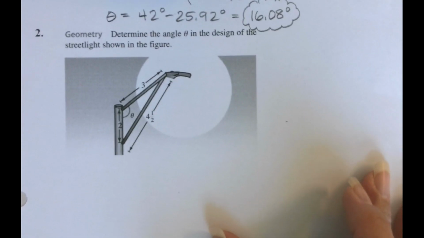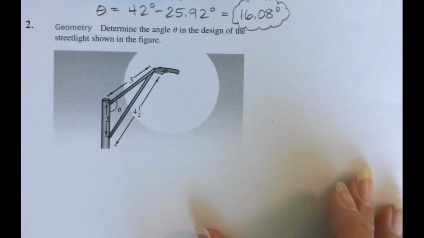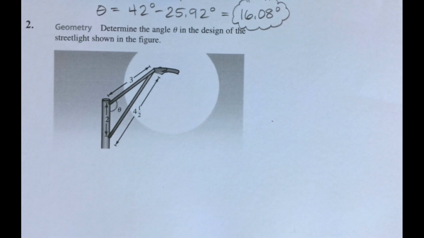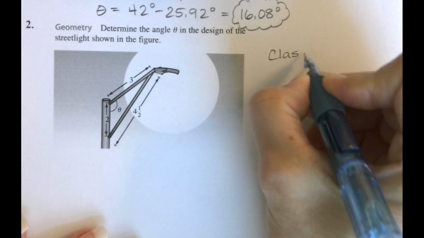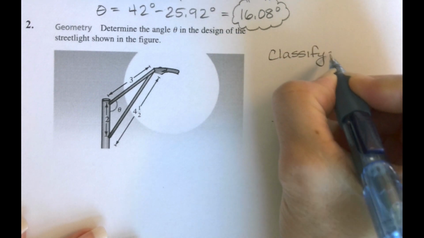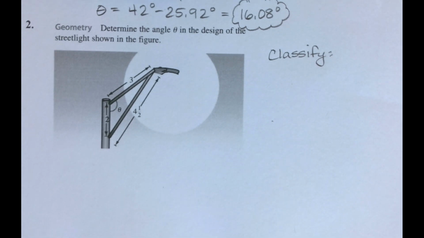Number 2, another geometric figure is being given to us. Determine the angle theta in the design of the street light shown below. So notice what's labeled. On this one, it's not complicated in the sense that there's more than one triangle given to us. There's only one oblique triangle in the picture. So you will just jump right into figuring out what the classification is based on what's given in the image.